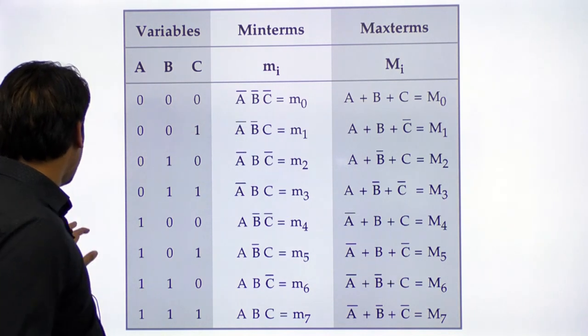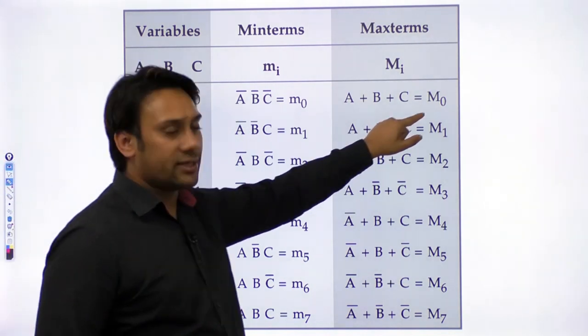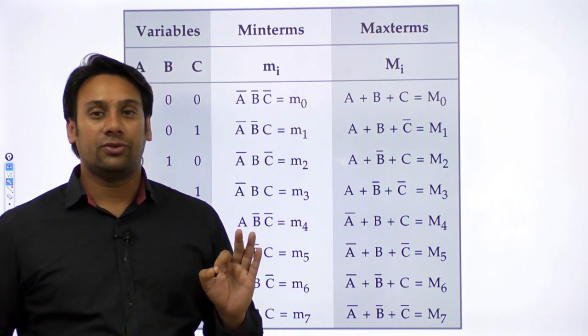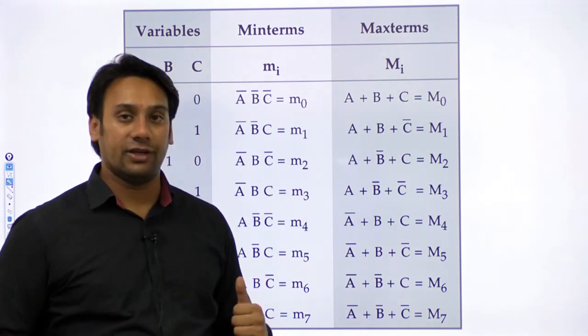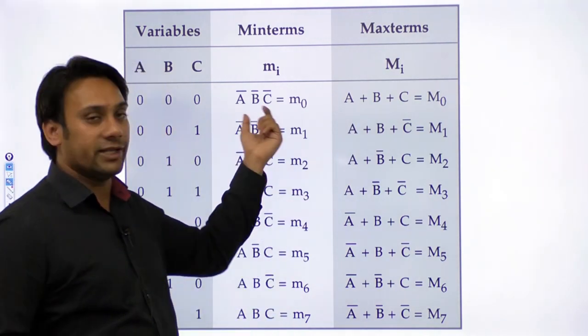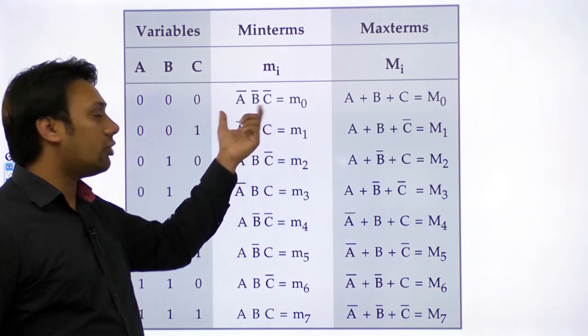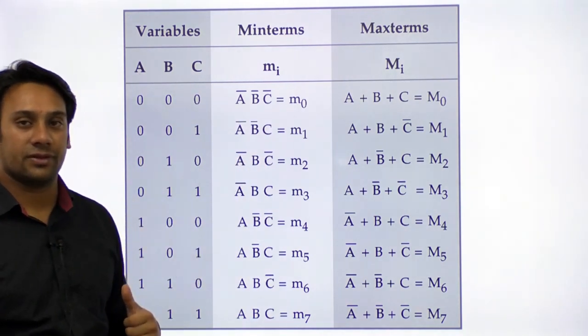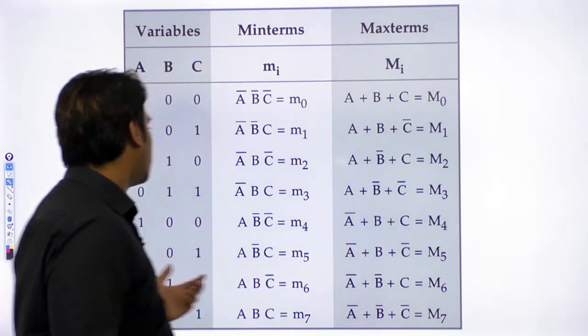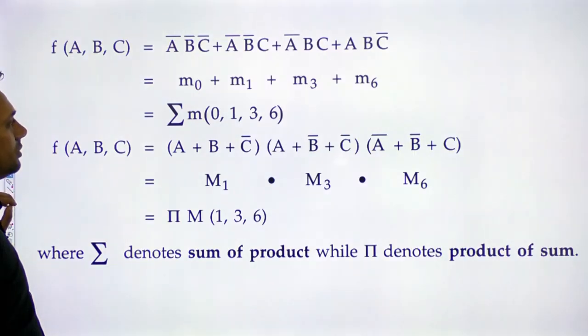Okay, so I'm repeating the same sentence again. A max term will assume a value 0 for exactly one input combination of variables, and a min term will assume a value 1 for exactly one combination of these input variables. Okay, so this should be clear to you. I think this is clear. So let us move forward.